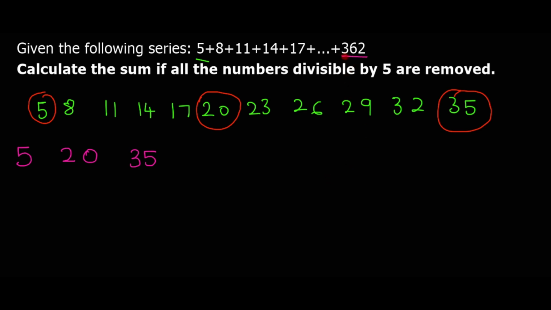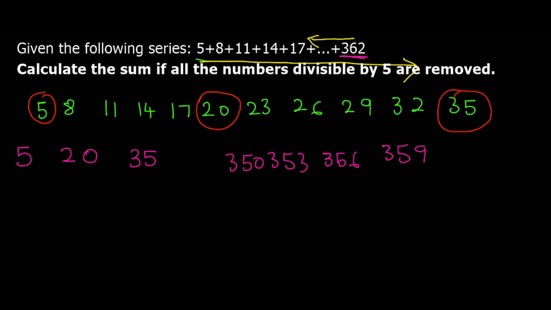Remember, this 362 is not divisible by 5. So what we can do is work backwards. Remember, when we were moving in this direction, we were adding 3 each time. So this was 5, 8, 11, 14, 17, and so forth. Now we want to go backwards so that we can check for a number that is divisible by 5. If we go forward by adding, then going back we should subtract. So you have 362, then 359, we subtract by 3, then 356, then 353, then 350, and this number is divisible by 5. So our last term will be 350.